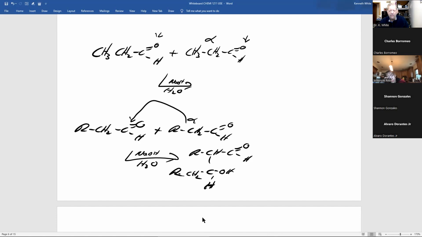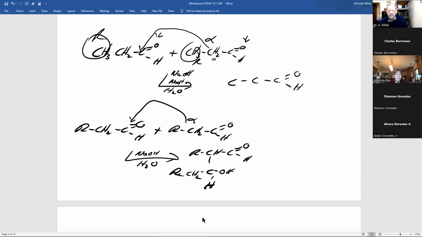And the alpha carbon has acidic protons that form the enolate anion. The NaOH, let me write it a little better, takes it off, and this attacks the other carbonyl carbon. Here I can say that's my R group. What's attached to it still is attached to it.